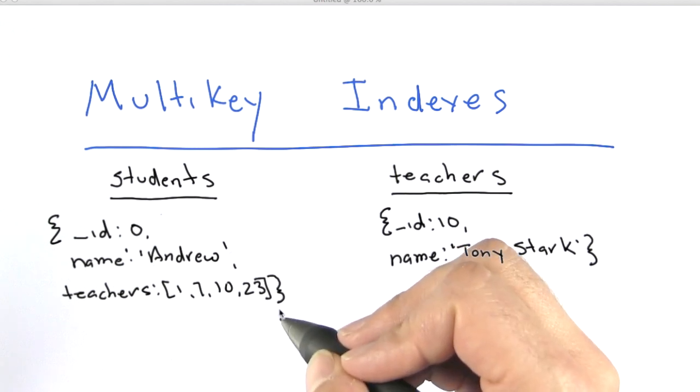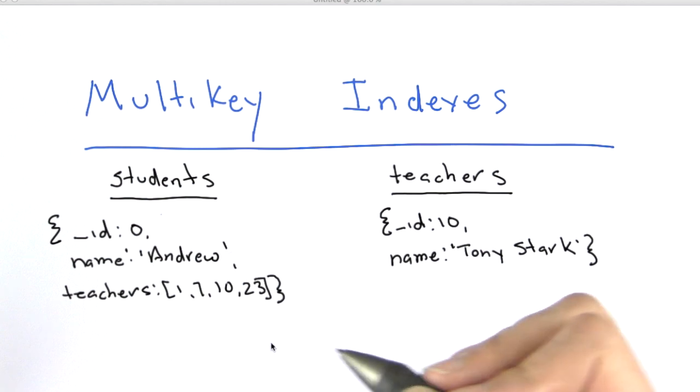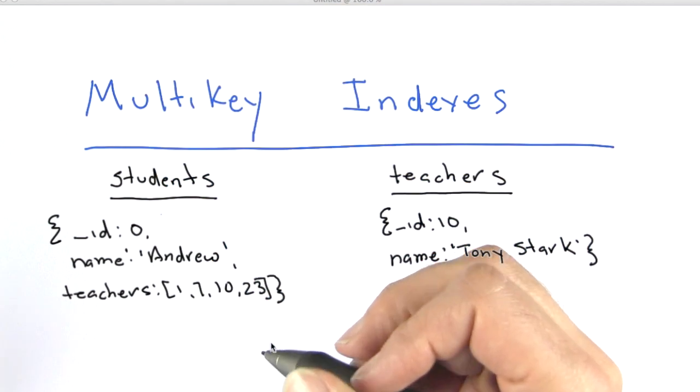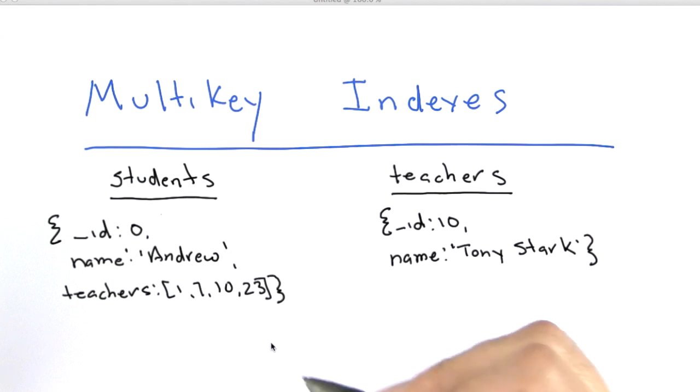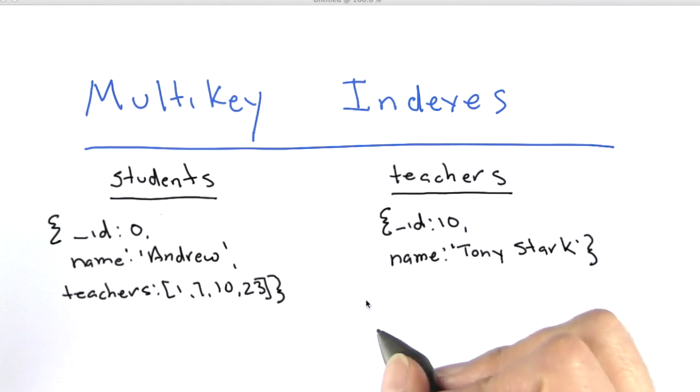That query is going to use our set operators. And in order for that to be efficient, we need to be able to use an index, and it's going to be a multi-key index that makes this possible. So let me show you in the shell how this looks.